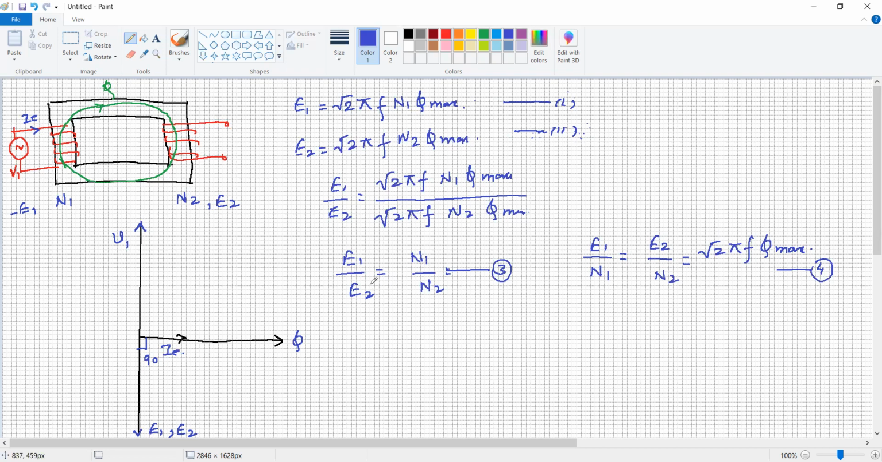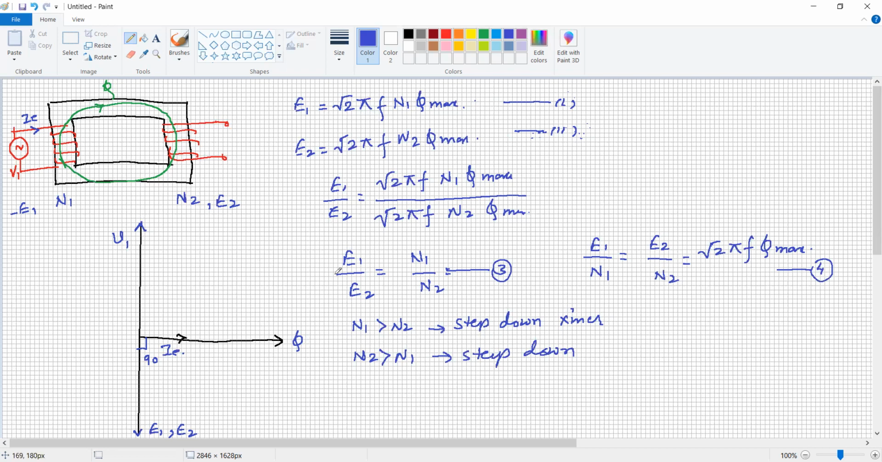If your N1 is greater than N2, the transformer is called a step down transformer, because the voltage getting to the load is smaller than the supply voltage. If your N2 is greater than N1, it is a step up transformer, because the voltage is going to increase.